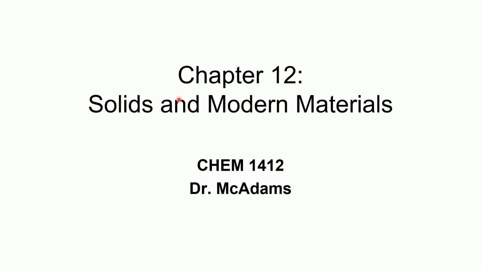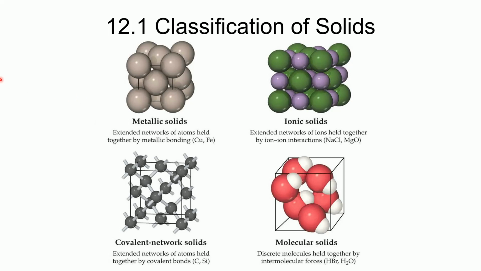So when we're classifying solids, one of the things that we like to do is to look at the different types of solids. What is it that's holding the particles together? We have metallic solids. These are pretty much any metal that you can think of, steel or silver or gold or whatever, is going to have metallic bonds that hold it together. We'll talk about those in a little bit more detail here in a bit. We have ionic solids. Those are held together by ionic bonds. Sodium chloride is a good example of that.